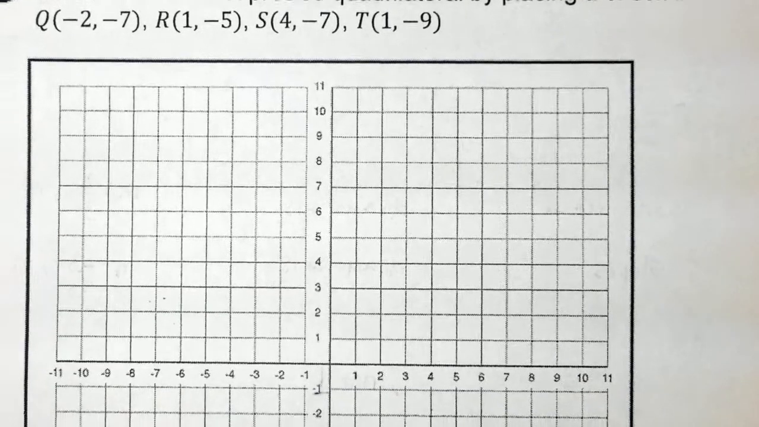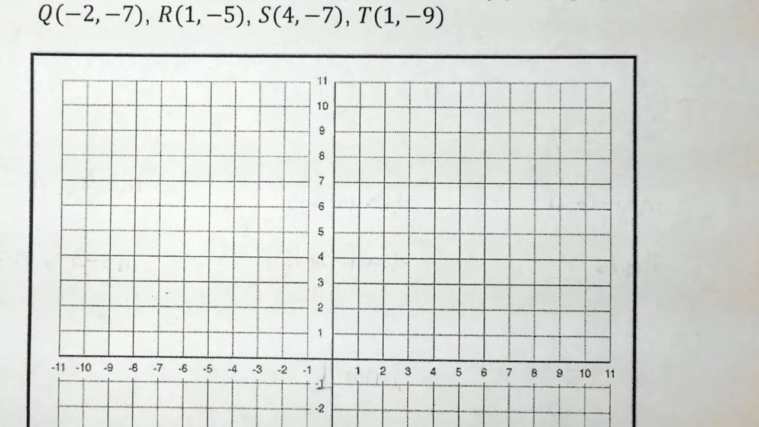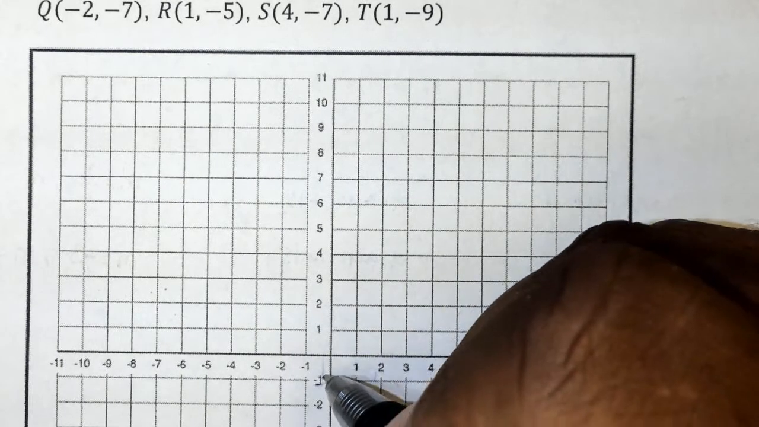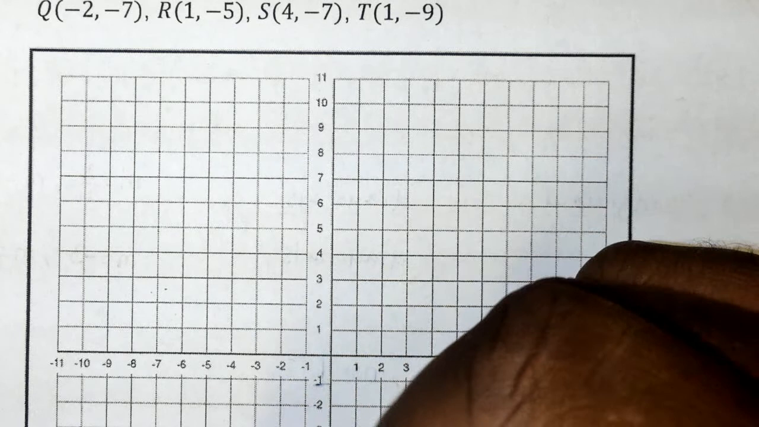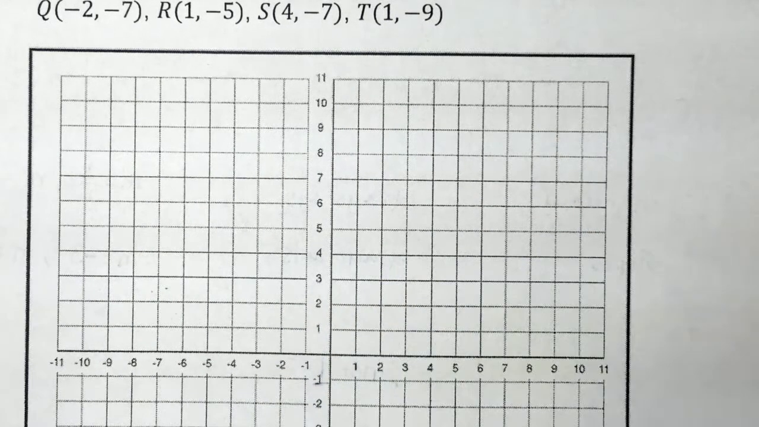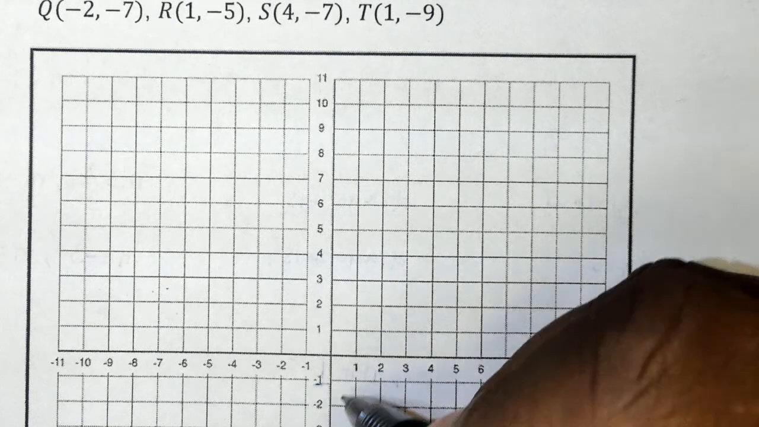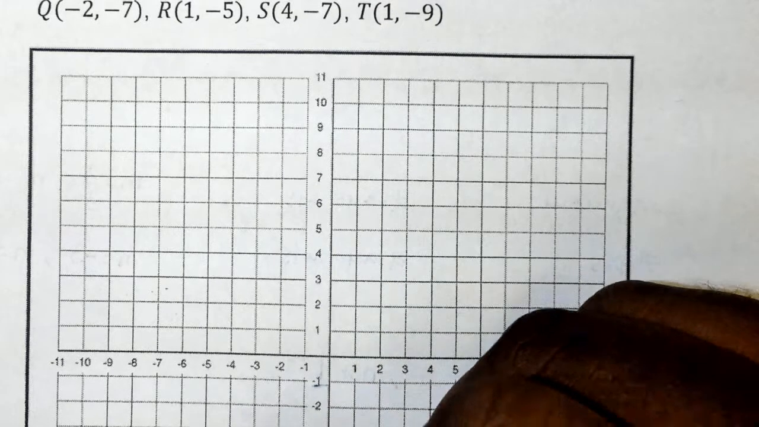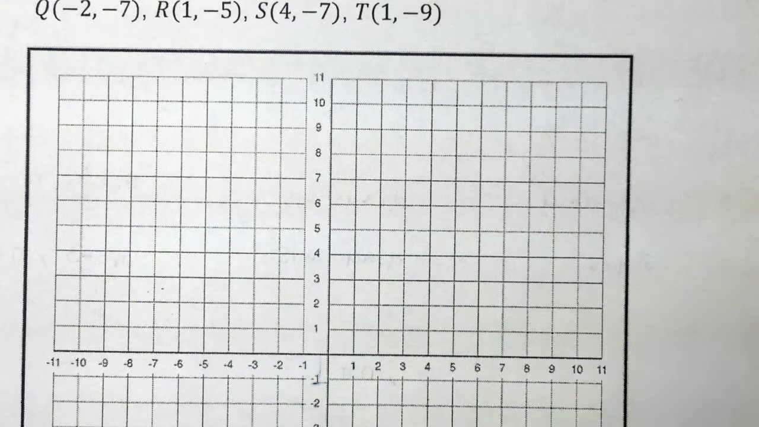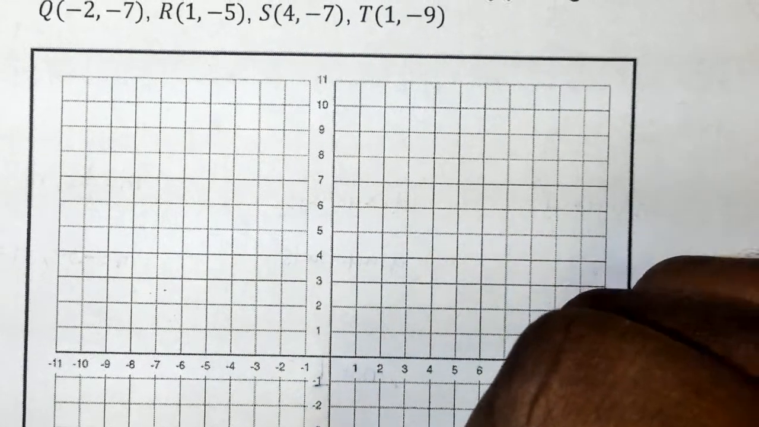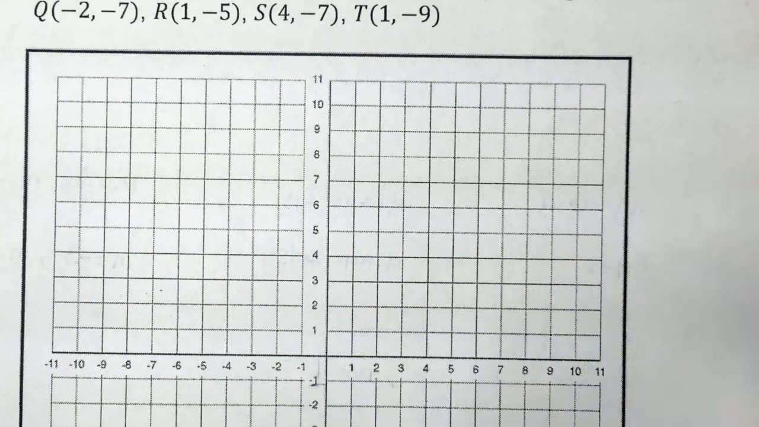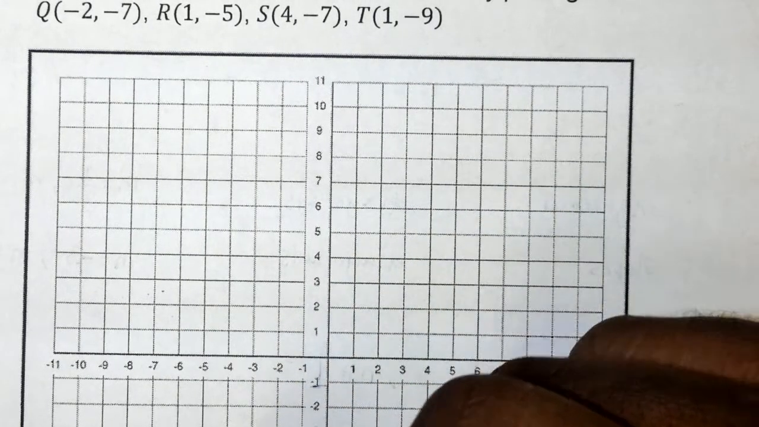So draw it out. This one is going to go quick too. Graph it. (-2, -7) here. (1, -5) here. (4, -7) here. (1, -9).